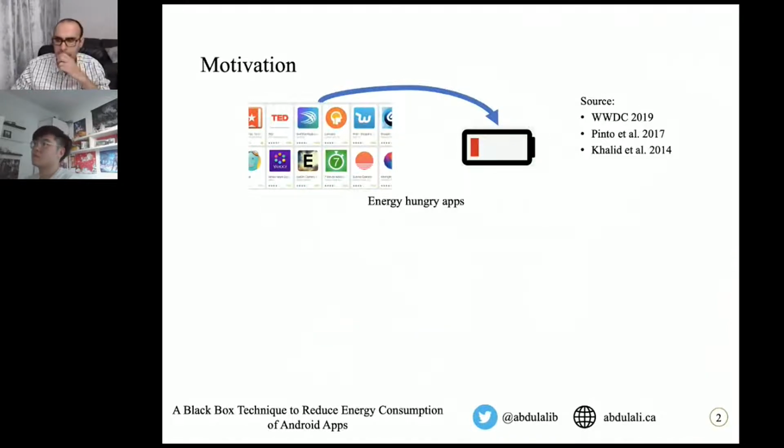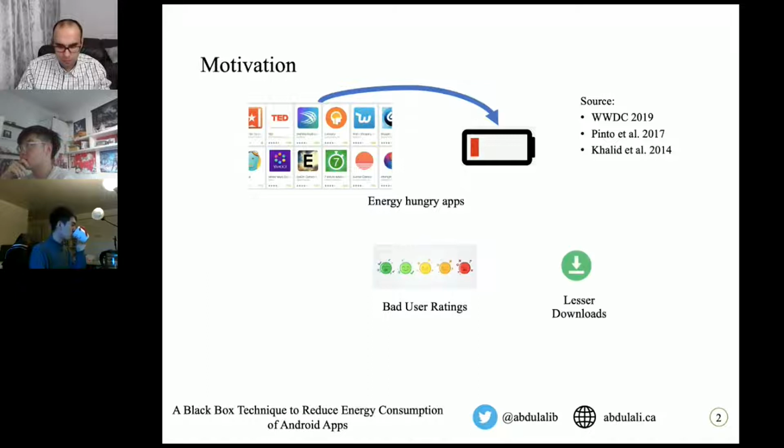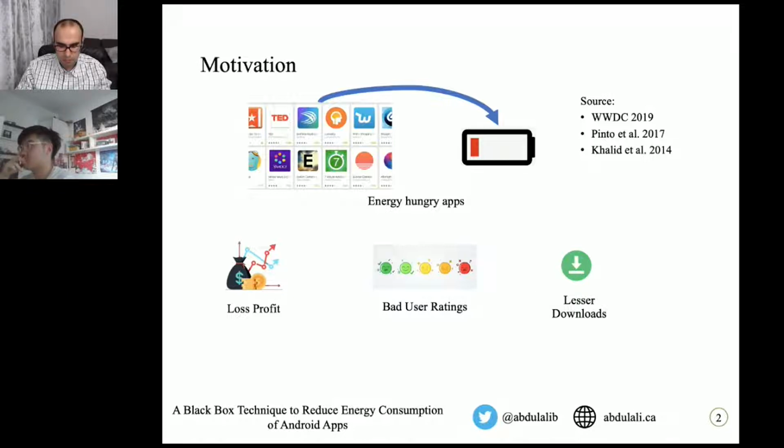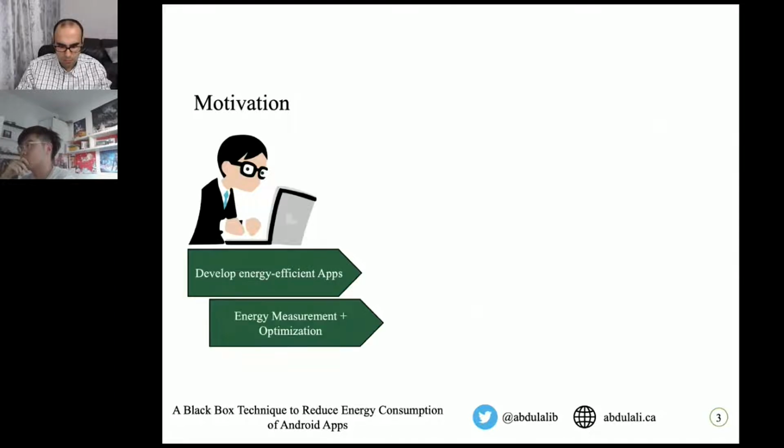First of all, I would like to talk a bit about the motivation behind my work. Current literature suggests that battery is a huge concern for smartphone app developers because if an app consumes too much energy, it gets bad user ratings on the App Store, and it gets fewer downloads, and it eventually hurts the profit revenue, and this concerns the developers. So now the developers want to develop energy efficient apps by employing various energy measurement and optimization techniques.